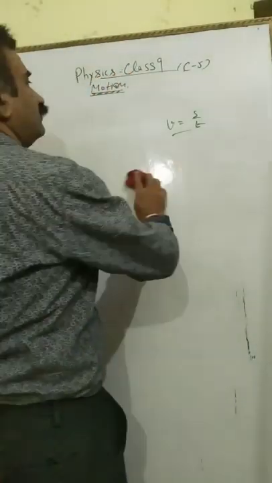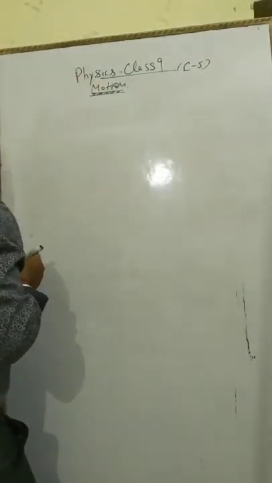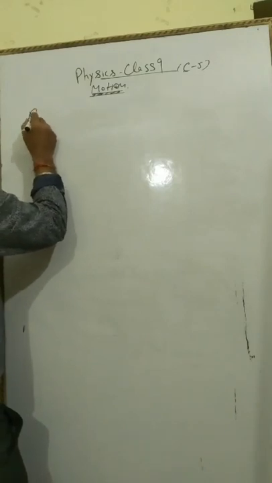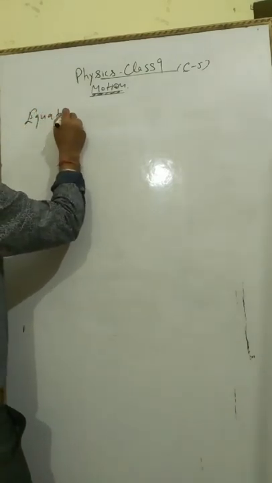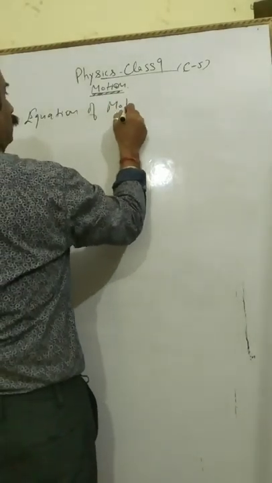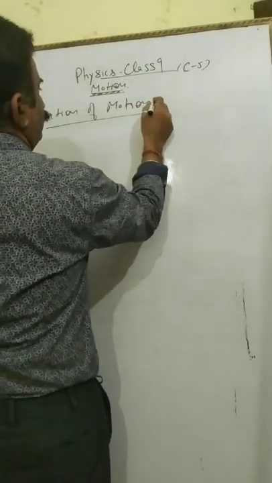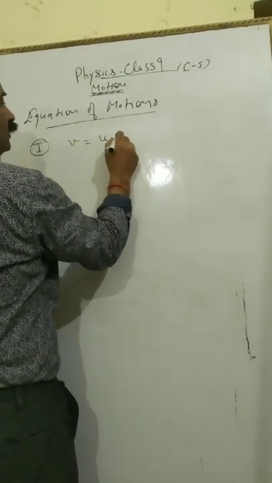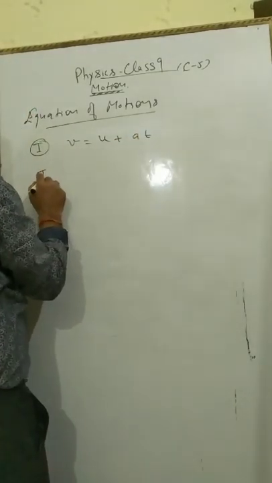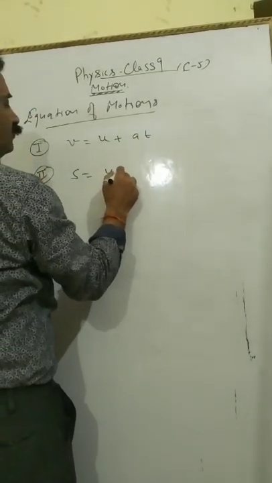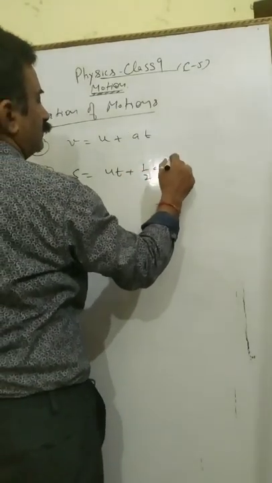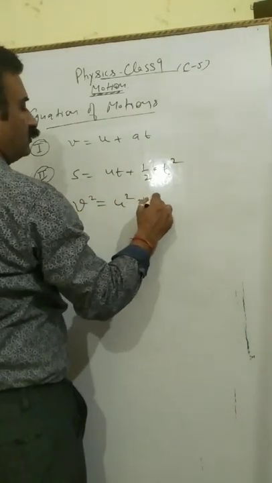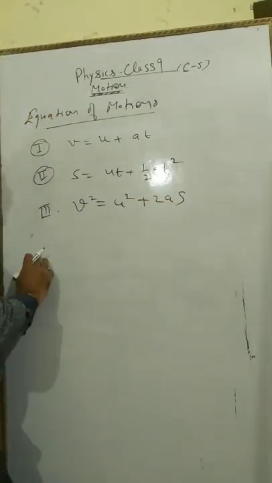So for the purpose we have to find the equation of motion. We have three equations of motion. The first one is V is equal to U plus AT. The second one is S is equal to UT plus half AT square. And the third one is V square equal to U square plus 2AS.